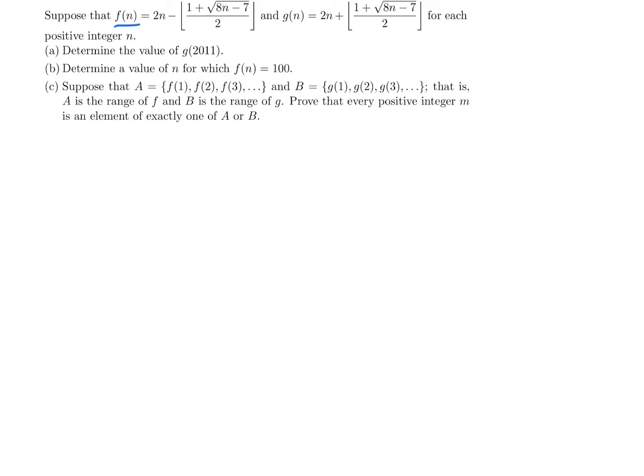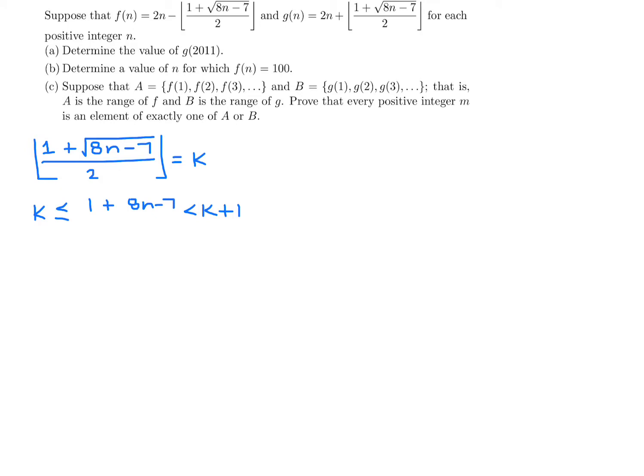You'll notice that both f(n) and g(n) have this term that's common. That is the same for both. One's a minus and one's a plus. So we need to analyze that term. Let's just let it equal k. So that means this term is going to be greater than or equal to k, but less than k plus 1. That's what that definition means. And we are looking really at what is inside those brackets.